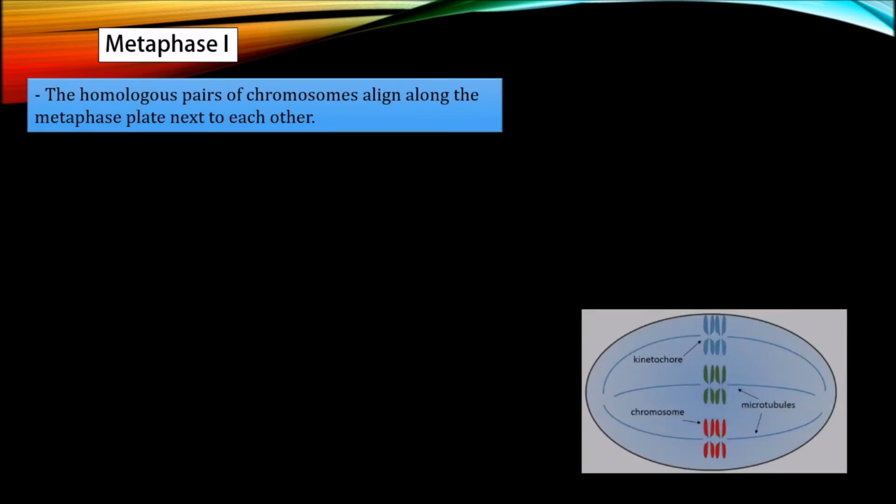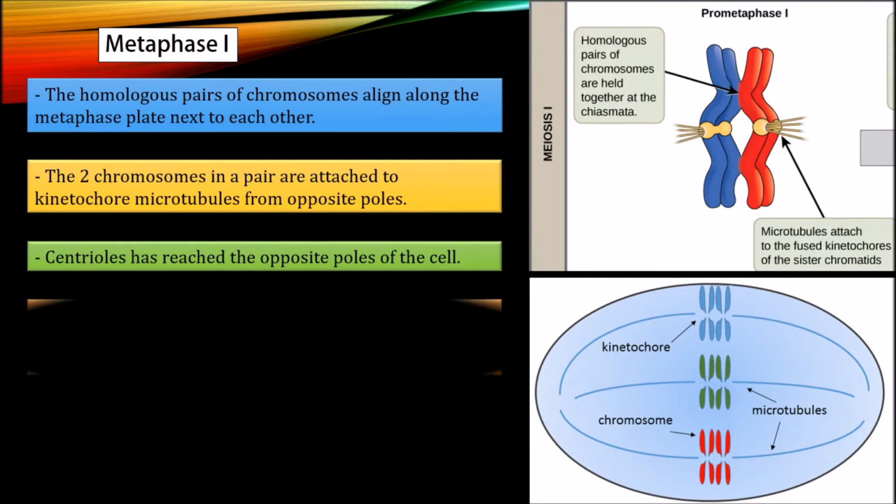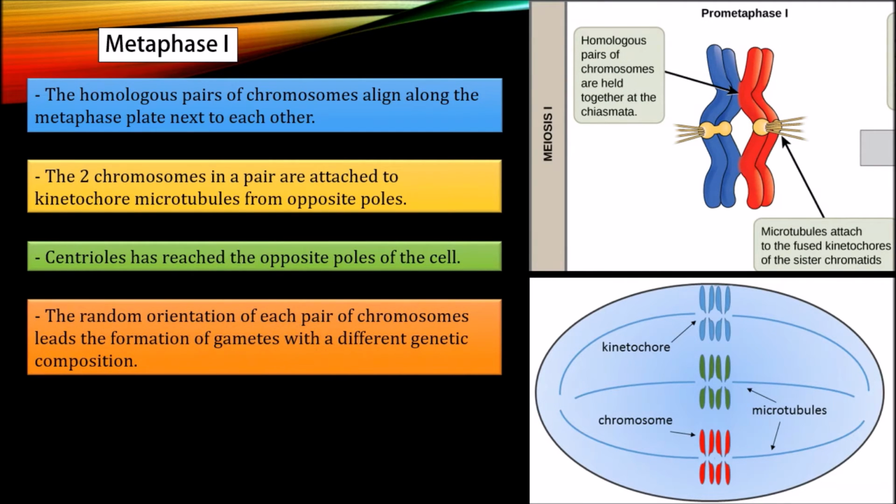Metaphase 1. The chromosome pairs line up next to each other along the center of the cell, which is called the metaphase plate. Each chromosome attaches to microtubules from just one pole of the spindle, and two homologous chromosomes are bound to microtubules from opposite poles. The centrioles are now at opposite poles of the cell.